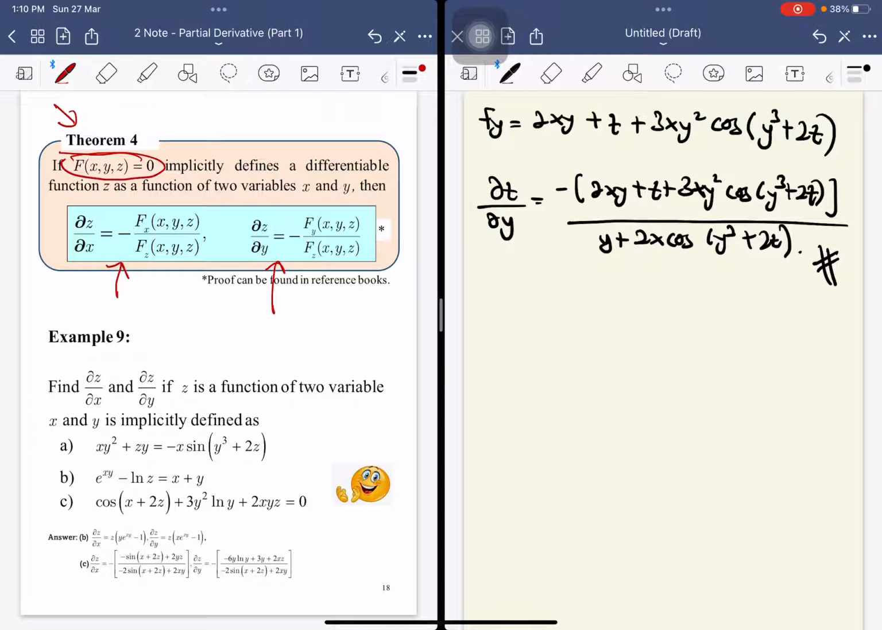You can actually see that by using the given theorem, it will be easy for you to find the partial derivative with respect to the variable. But you can actually use normal implicit differentiation. You can try on your own to solve for B and C. I did give you the answers over here that you can try on your own.